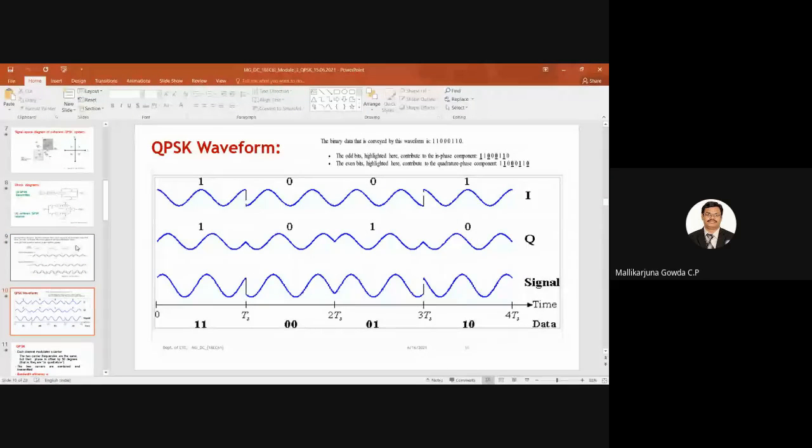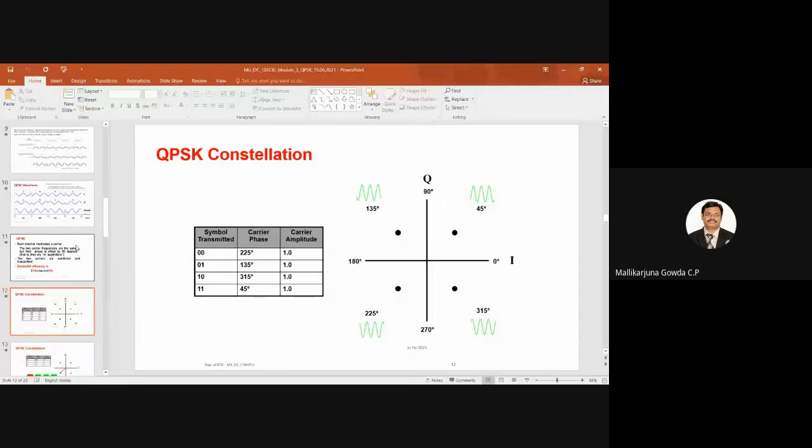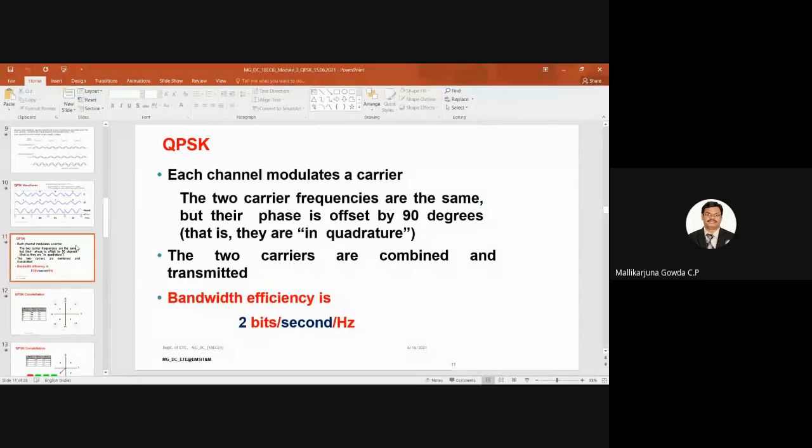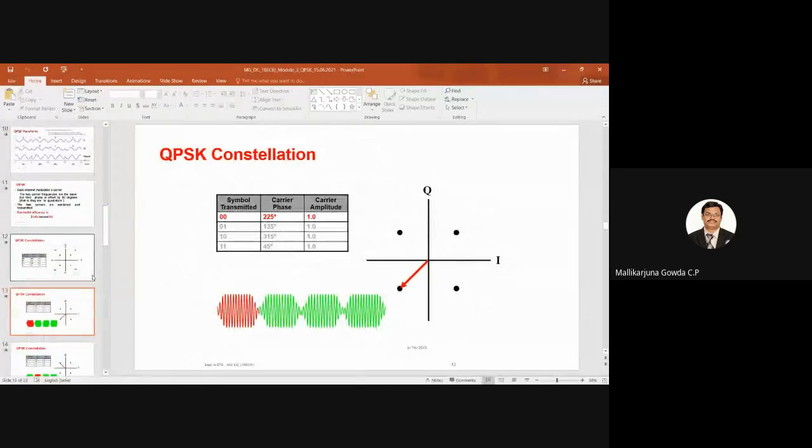Hope you have understood. Okay, so with that positivity in my mind, let me just say about this. The bandwidth efficiency of QPSK will be what? 2 bits per second per hertz when compared to BPSK. In case of BPSK, I will be transmitting only 1 bit per second per hertz.